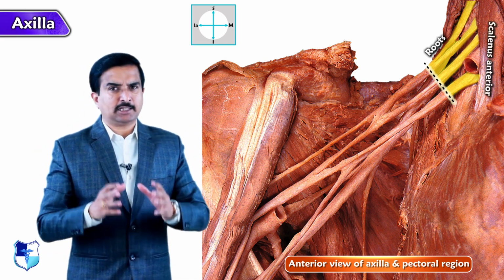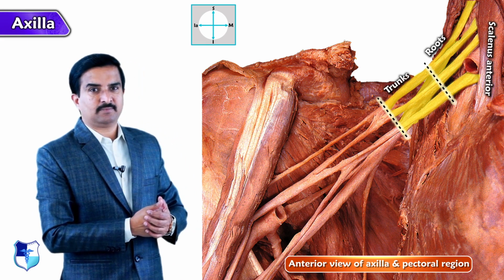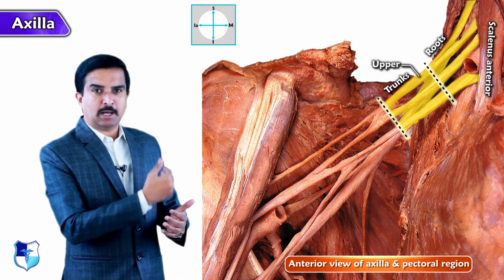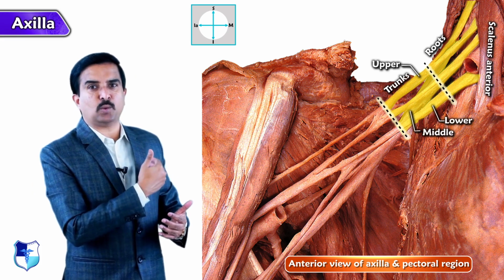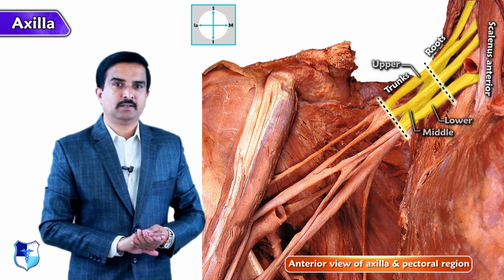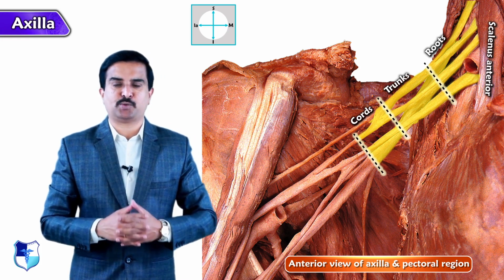And the three trunks of the brachial plexus are clearly seen. Let us try to name them: upper trunk, middle trunk, and lower trunk. All the trunks are well appreciated here. So the three cords of the brachial plexus are also clearly demonstrated.